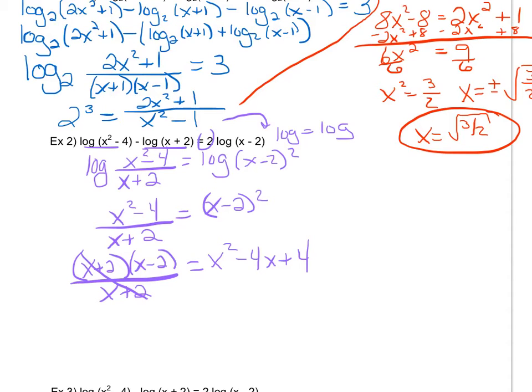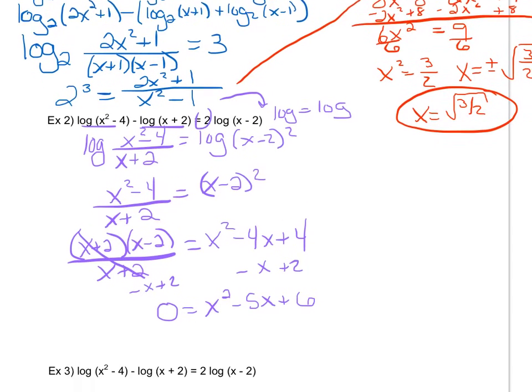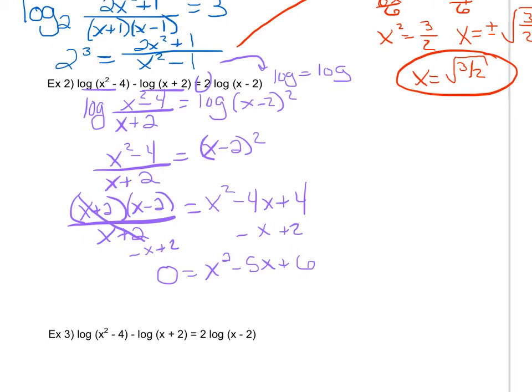Once again, I have a quadratic equation. I want to get it equal to 0. So I'm going to subtract x and add 2 to both sides, giving me 0 equals x squared minus 5x plus 6. I can solve this quadratic equation. Last time I solved it with square roots. This time I'm going to solve it with factoring. And I get 0 equals x minus 3 times x minus 2. Therefore, x must be 3 and x must be 2.